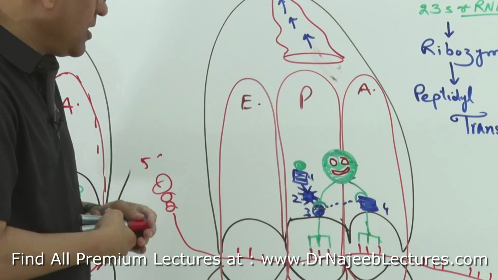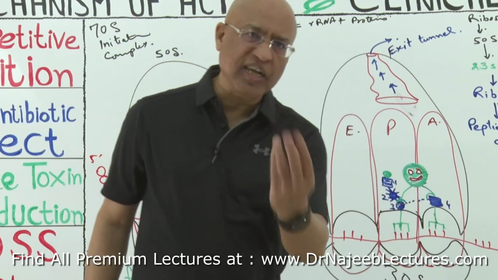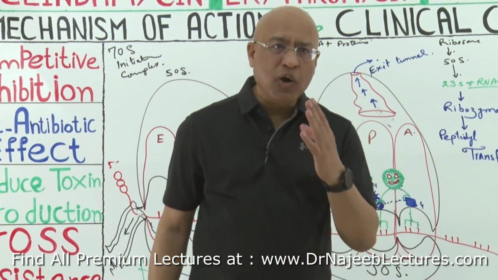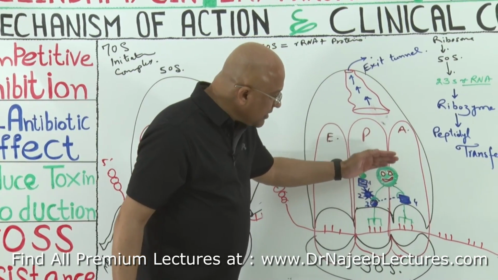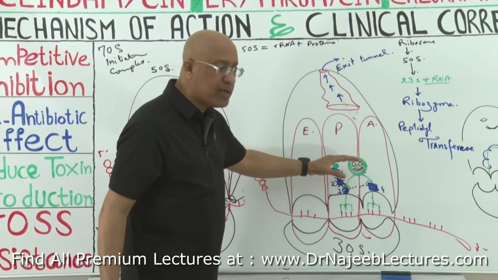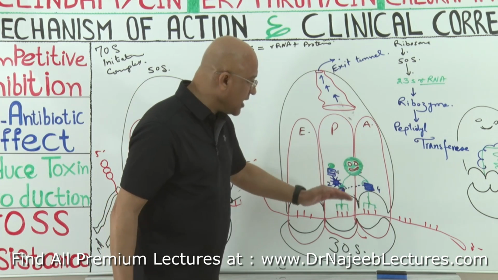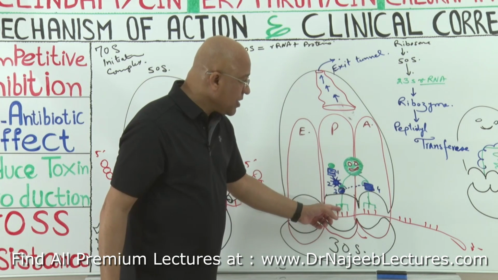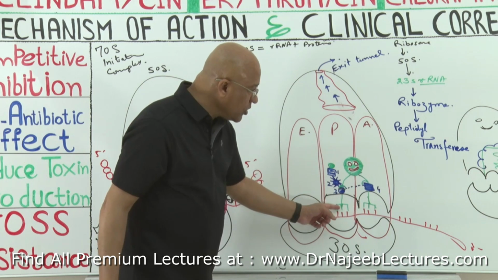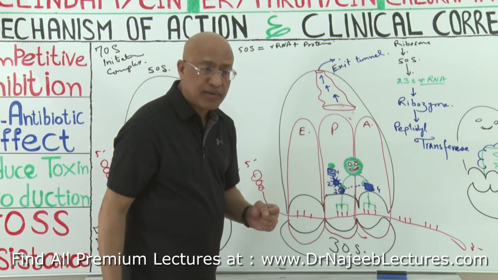This is our ribozyme. Actually, it is our peptidyl transferase. How does it work? It is present in the lower part of the 50S subunit, the part which is near those parts where transfer RNA are present.